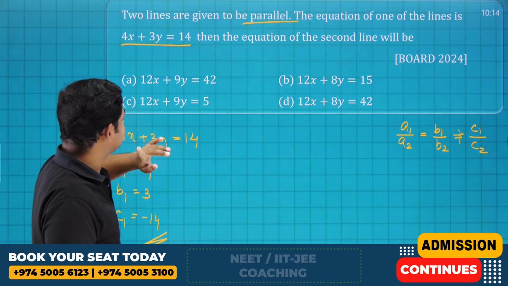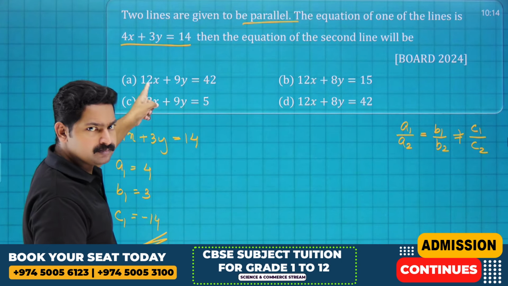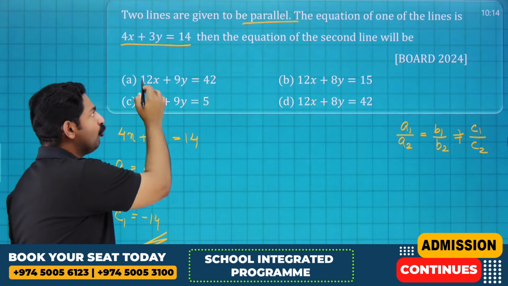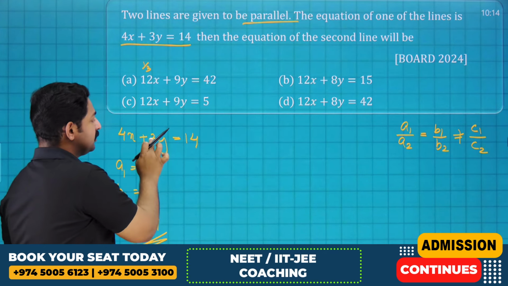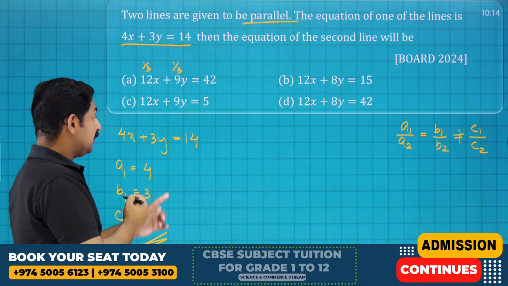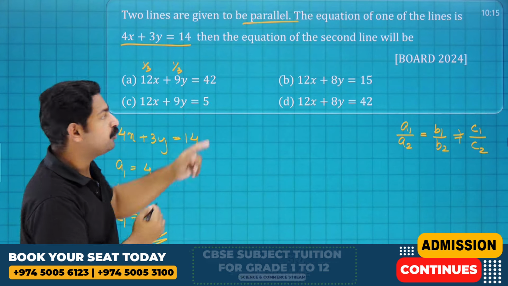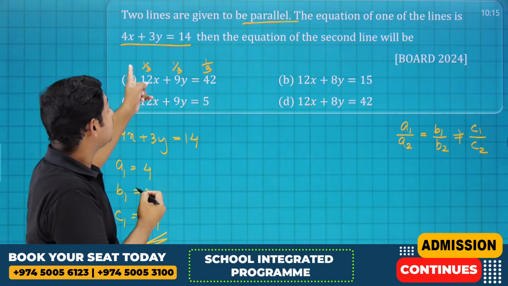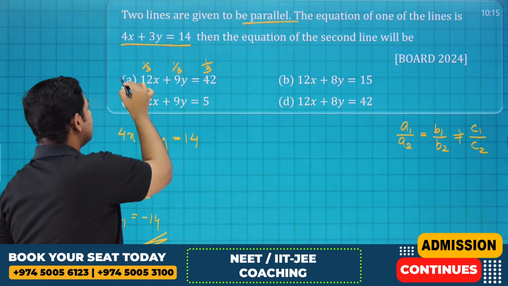So you can just consider the first one, 12x plus 9y equal to 14. Here A2 will be 12, and A1 is 4, so 4 by 12 you will be getting 1 by 3. And here B2 is 9, B1 is 3, so 3 by 9, here also 1 by 3 you will get. But in the third case, C1 is minus 14 and C2 is minus 42, so minus 14 by minus 42, here also you will be getting 1 by 3. So all the three ratios are equal, which is not the condition that we need. So it is not the correct option.